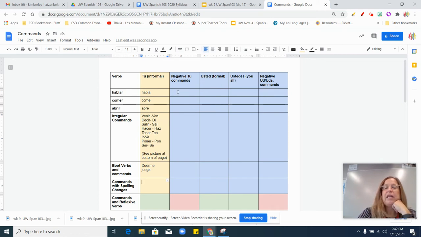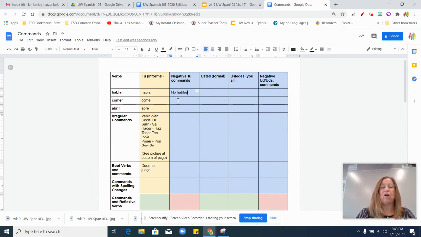All right, so all of these in blue are going to conjugate quite differently than the ones in yellow, the affirmative tú form. The negative tú form commands. Now, if we want to say to someone, don't talk, instead of talk, we say no in front of it, of course. And then you take the opposite verb ending. So AR verbs, you're going to use the ER endings. So no hables. No hables means don't talk.